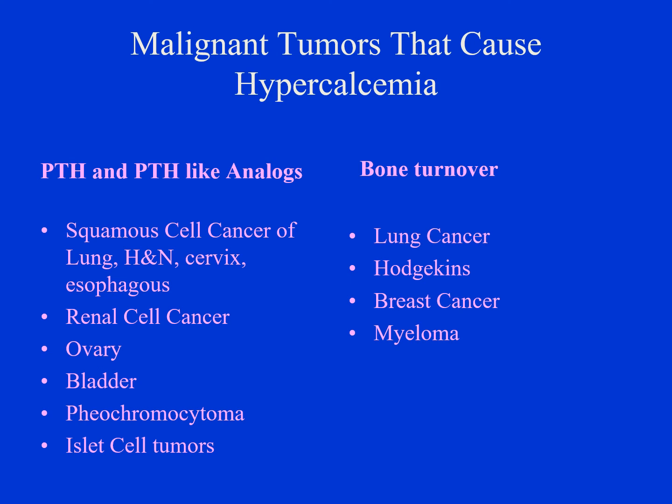Renal cell cancer secretes PTH because PTH is made in the kidney. The ovary, bladder, pheochromocytomas, and islet cell tumors are all in the group that have PTH or PTH-like analogs as the cause of their hypercalcemia. Bone turnover is found in myeloma, breast cancer, Hodgkin's disease, and lung cancer.